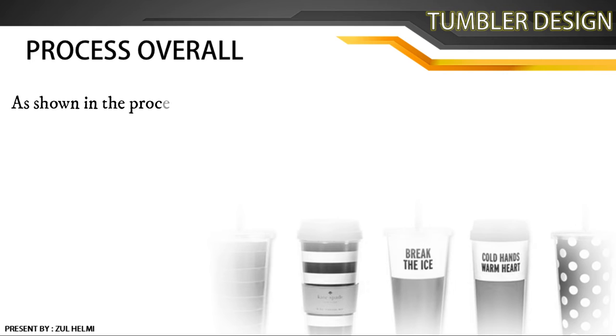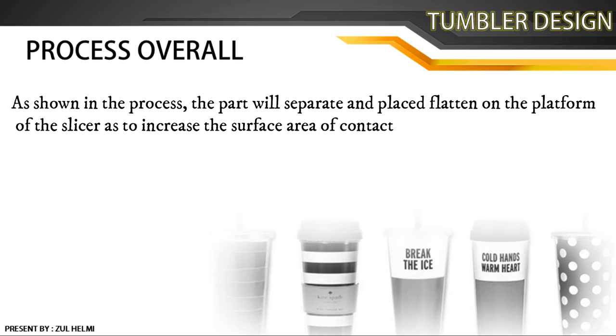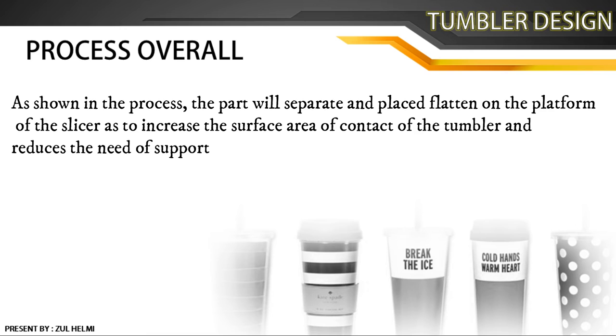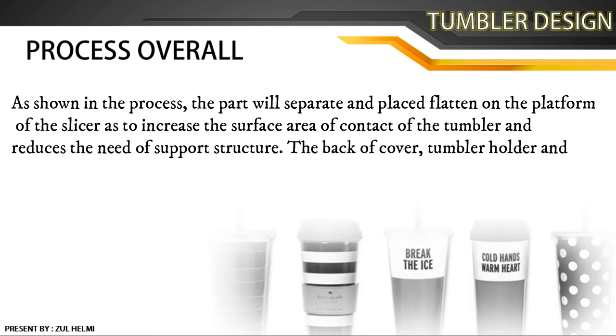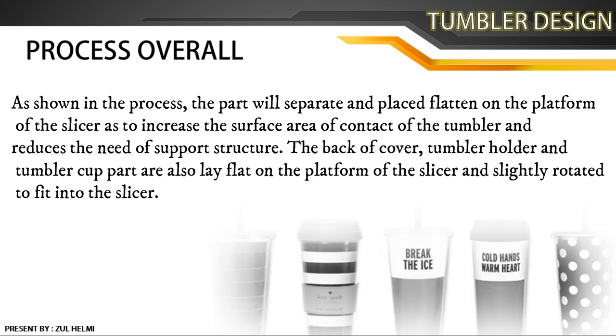As shown in the process, the parts are separated and placed flat on the platform of the slicer to increase the surface area of contact of the tumbler and reduce the need for support structure. The back of the cover, tumbler holder and tumbler cup parts are also laid flat on the platform of the slicer, slightly rotated to fit the slicer.